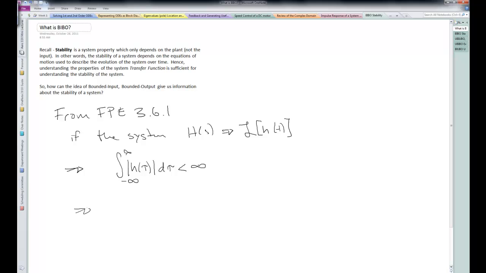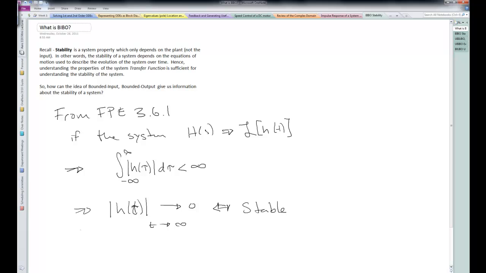And that meant that the absolute value of h(tau), or really h(t), needs to converge to 0 as t goes to infinity. And this led us to the idea that the system was stable. And if this absolute value converges to 0 as t goes to infinity, then this integral will go to a finite value and we'll have bounded output.